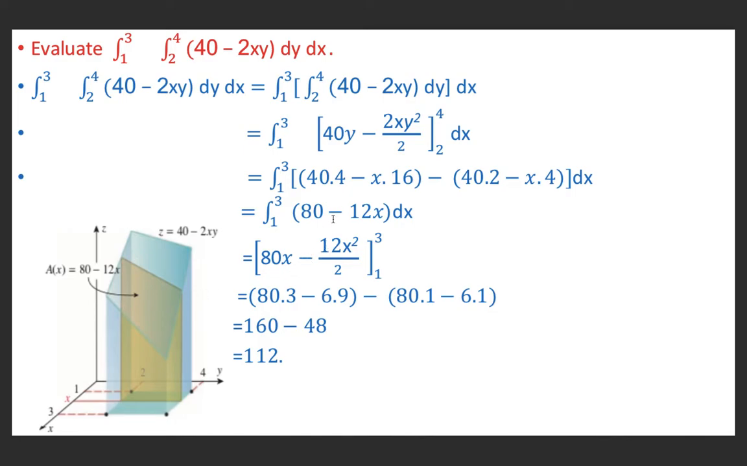So if you integrate it with respect to x, this is 80x, integration of x is x square by 2, and 12 is constant. Substitute the upper limit, 80 into 3 minus, this is 12, this is 2, so 2 6s are 12, this is 6 here, and 3 square is 9. Minus, substitute the lower limit, 80 into 1 minus 6 into 1. If you simplify it, you will get 240 minus 54 minus 80 plus 6, which simplifies to 160 minus 48, which is nothing but 112.